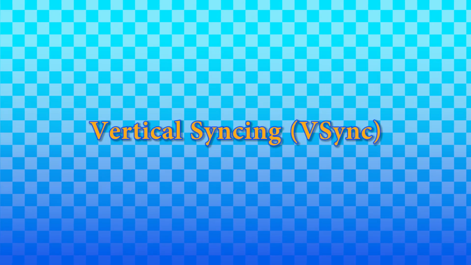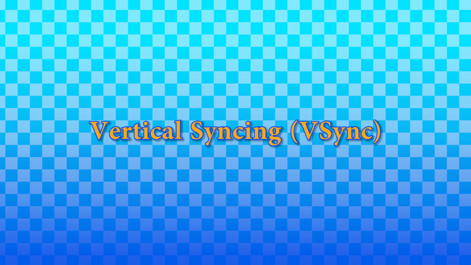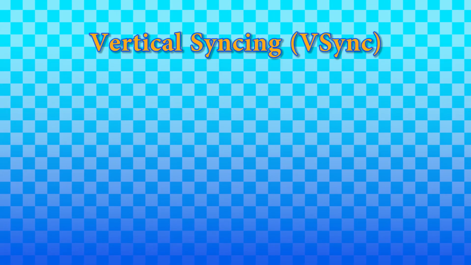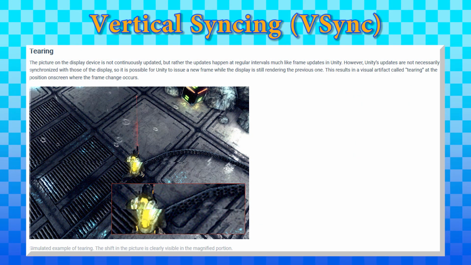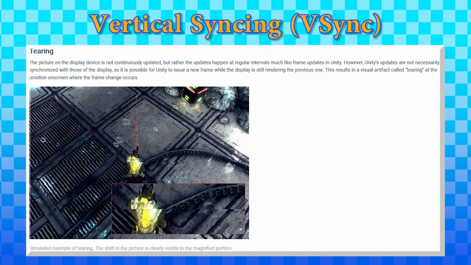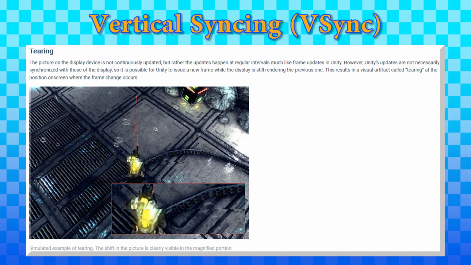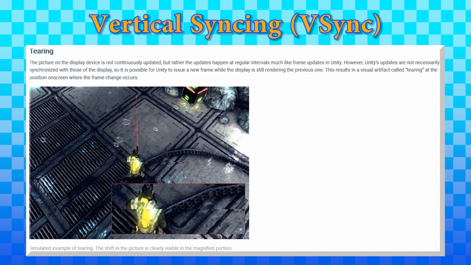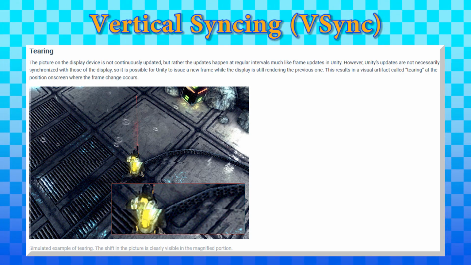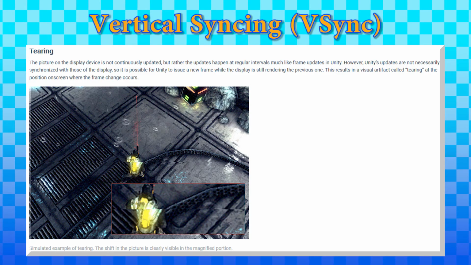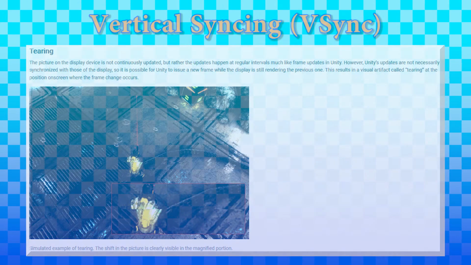We will begin with vertical syncing. Vertical syncing is a video display option that is widely used between every game. It's mainly used to prevent the visual artifact known as screen tearing. In Unity, the frame updates are not necessarily synchronized with the refresh rate of the display device. In this case, Unity will often issue new frames to the display device, but the display device has yet to finish rendering the previous frame, causing the screen tearing.